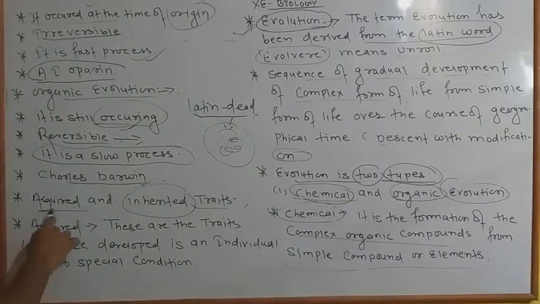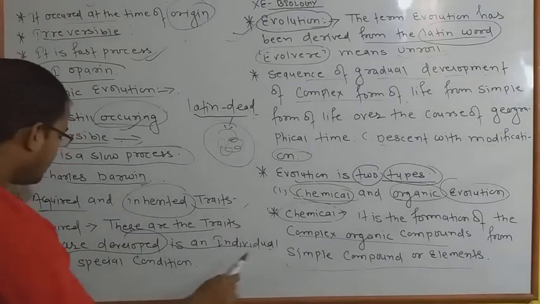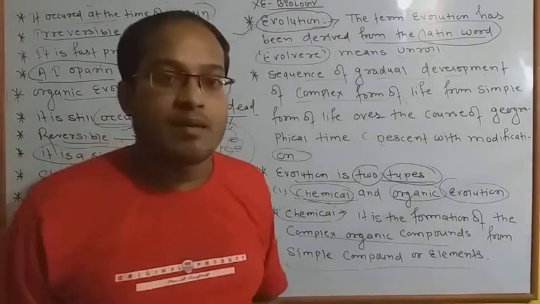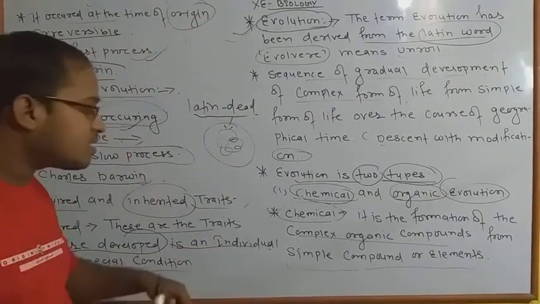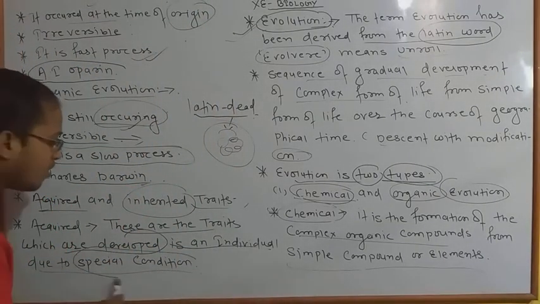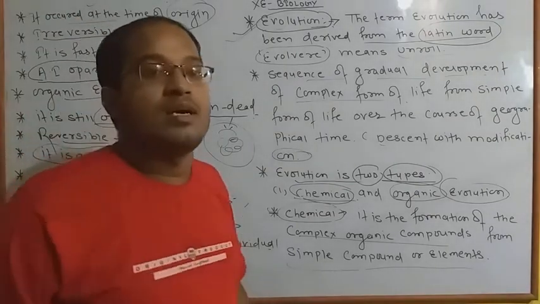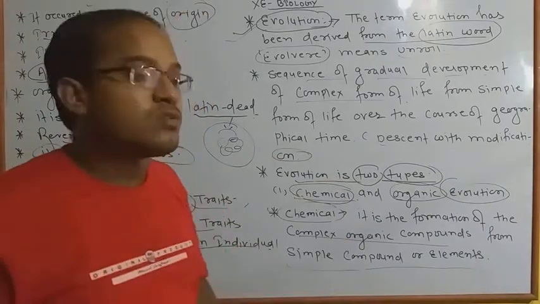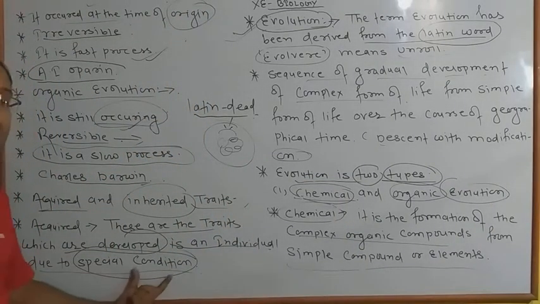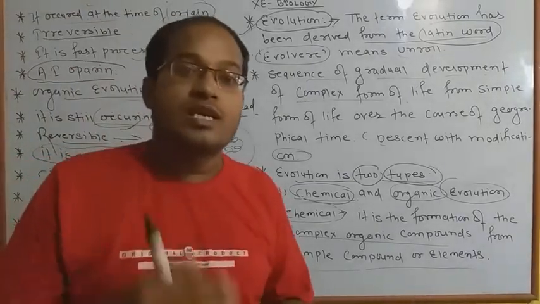Acquired traits, we know that these are traits which are developed in an individual due to special conditions. Okay, this can be adaptive. Adaptives are acquired, मतलब इसको लिया जाता है generally by taking any special conditions, में इसको हम adopt करते हैं. That is called the acquired trait. Inherited traits cannot be acquired. It is present since birth.